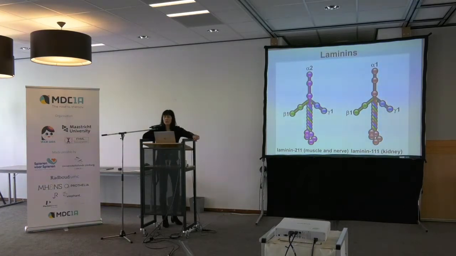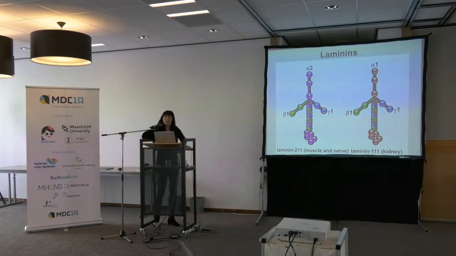So the molecule of interest here is these cross-shaped molecules. They are called laminins. They are composed of 3 different chains, an alpha chain, a beta chain, and a gamma chain. And laminin 211, that's the laminin isoform that is highly expressed in muscle and nerve. And MDC1A is then caused by mutations in the alpha-2 chain.